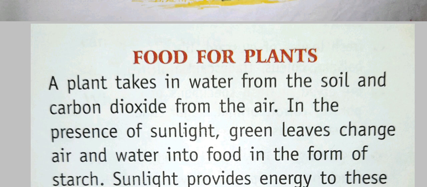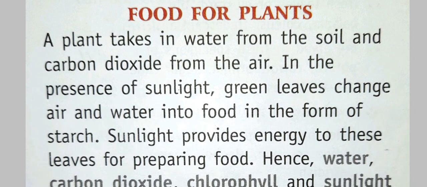So the plant takes in water from the soil. Whatever water you are giving to the plant, they take that water from the soil, and carbon dioxide from the air. You know, air is a mixture of gases: oxygen, carbon dioxide, a little amount of nitrogen, dust particles. So from the air they take carbon dioxide. And in the presence of sunlight, sunlight is necessary, green leaves change air and water into food in the form of starch.